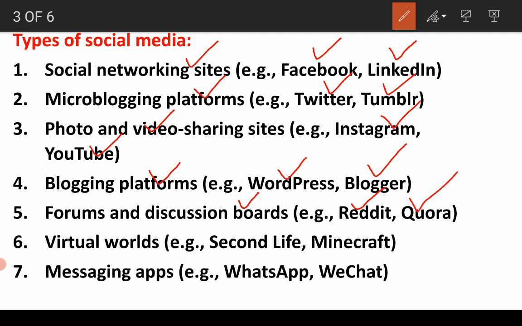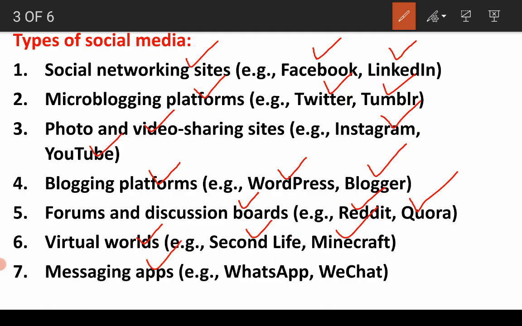Then we have virtual worlds. A virtual world is a type of social media which allows you to create content visually and also enables people to react to your content and give feedback. Examples are Second Life and Minecraft.